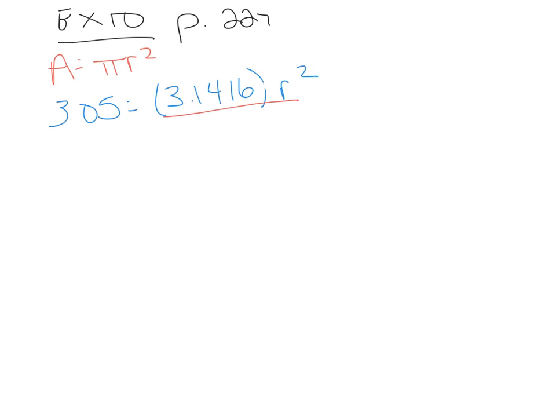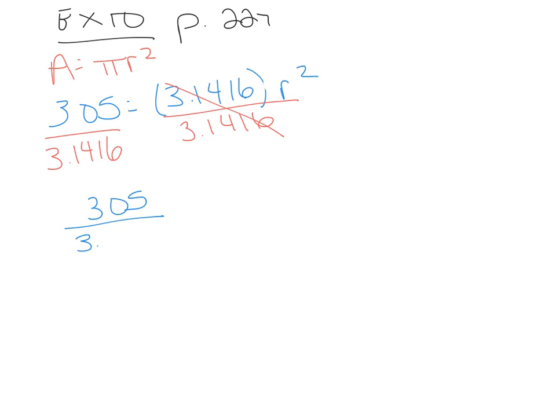So I'm going to divide by 3.1416. That's going to tell us what r squared is because those are going to cancel. And then I'm not even going to divide that out. You guys can use your calculator to divide that out. We have 305 over 3.1416 equals r squared. To get rid of this square, we're going to use a square root.